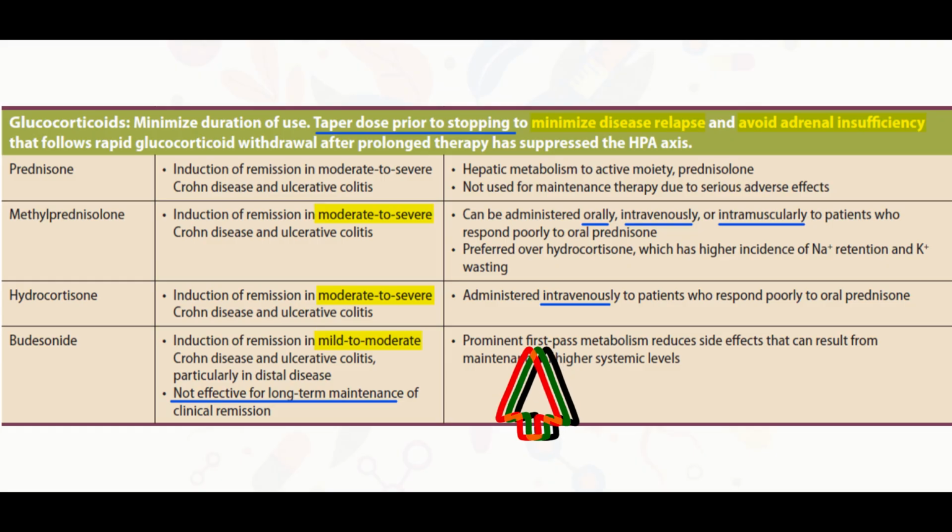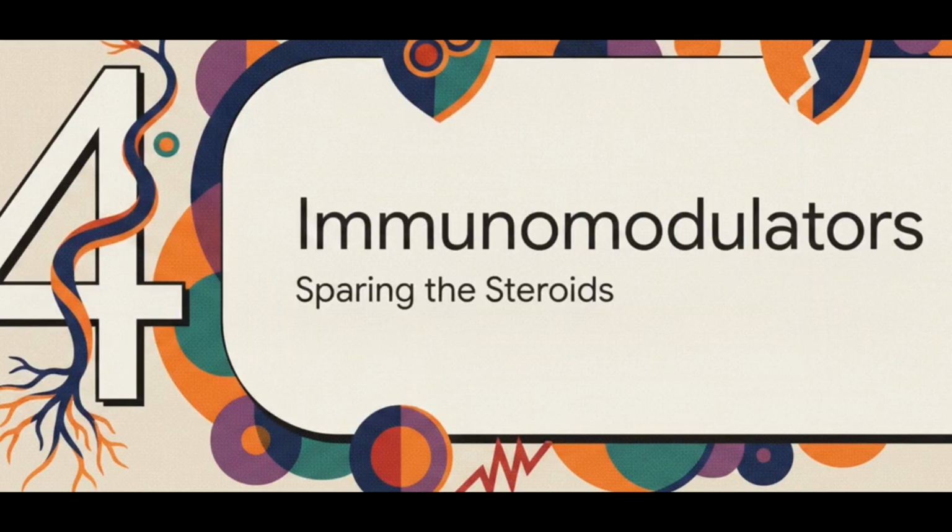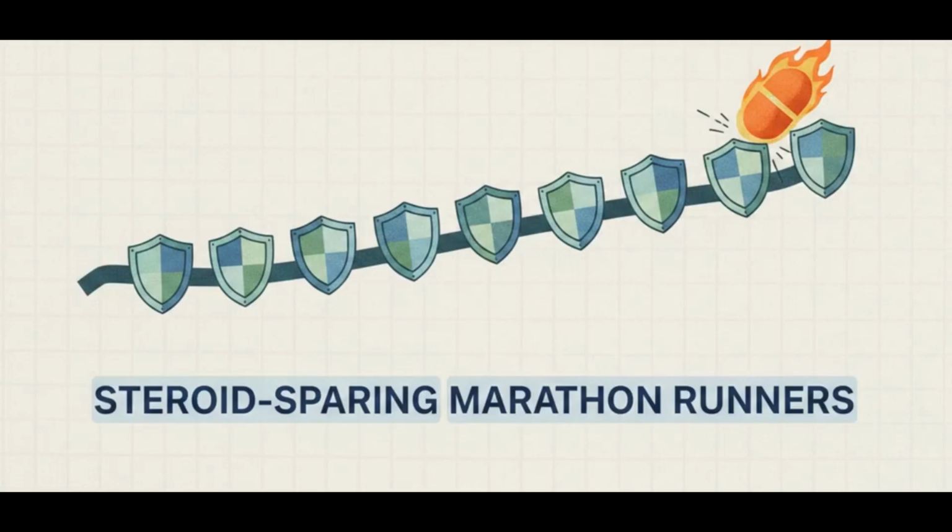Once it's absorbed, it undergoes extensive metabolism in the liver before it even gets a chance to circulate to the rest of the body. This keeps the systemic drug levels incredibly low, dramatically reducing those severe side effects we just talked about. Section 4. Immunomodulators, sparing the steroids. So what happens to patients who respond well to steroids but immediately relapse when tapered, or maybe those who don't respond to steroids at all?